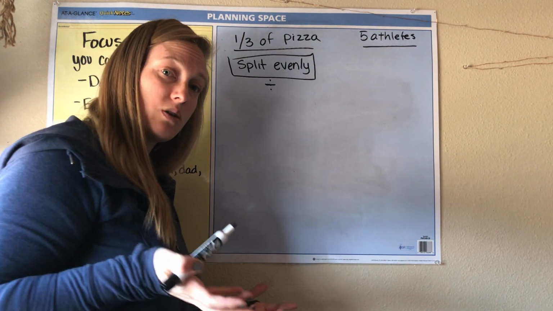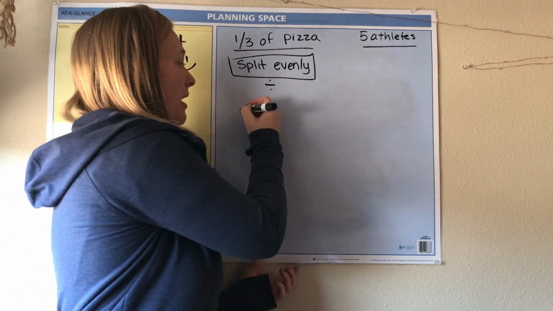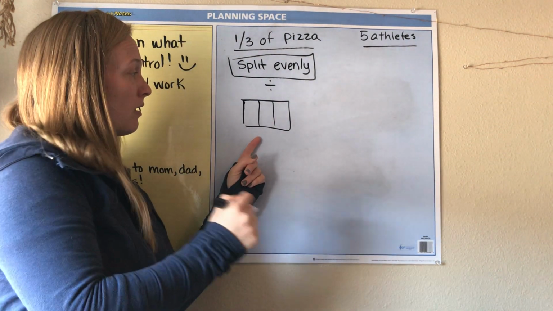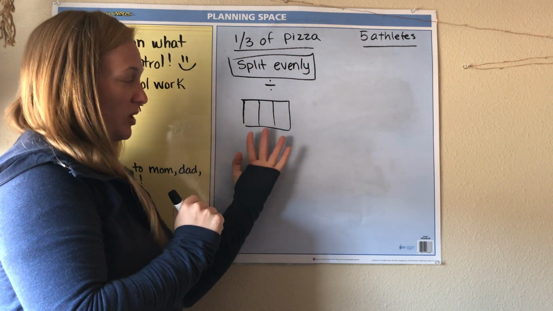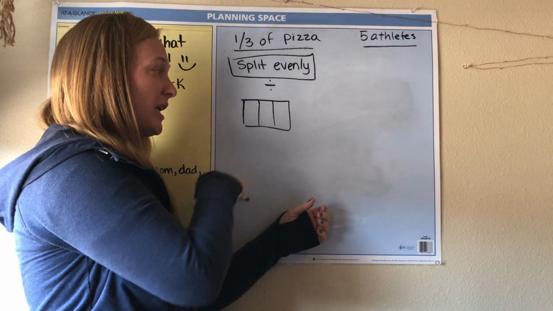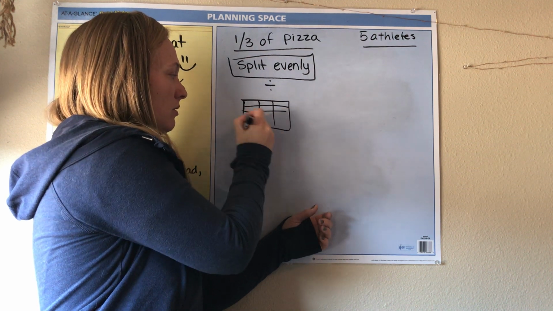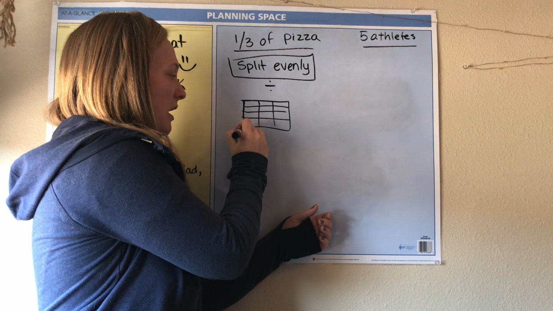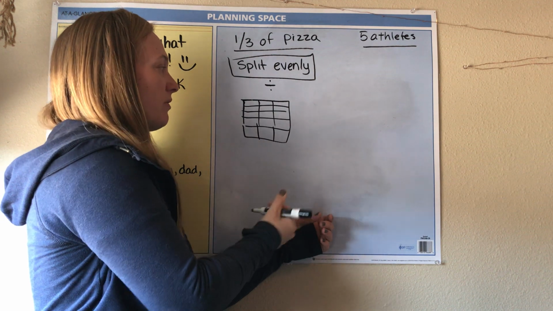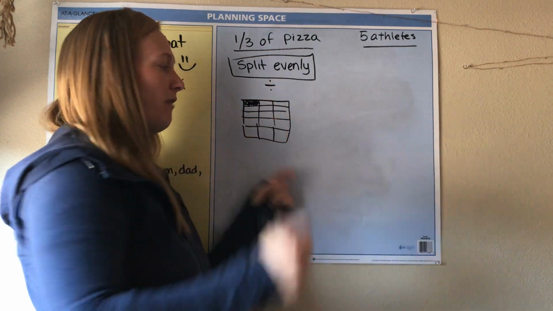So one way you can solve this is by drawing a picture. 1/3 of the pizza. I'm going to draw 1/3. I know how to draw 1/3. So I have a rectangle, I split it into thirds, and I'm dividing it by 5 athletes. So now I'm going to split this into 5 pieces. 1, 2, 3, 1, 2, 3, 4. I'm just going to add another. So across 1, 2, 3, 4, 5. If one athlete gets 1 piece of this, what fraction did I now just make?